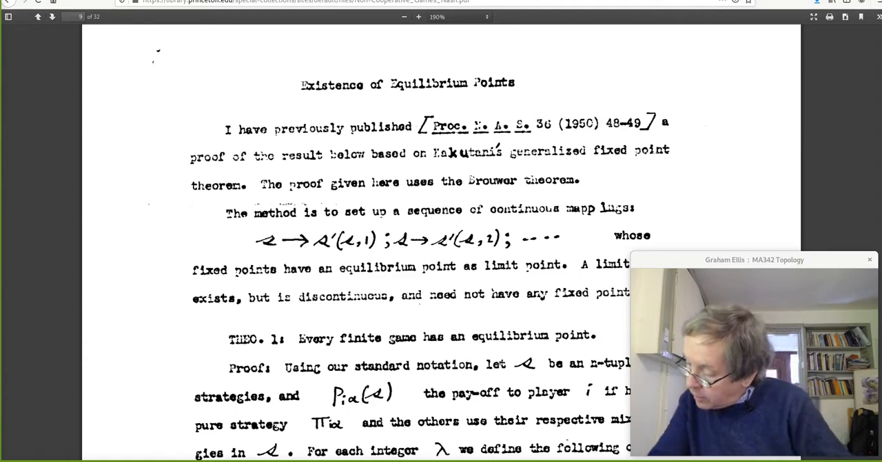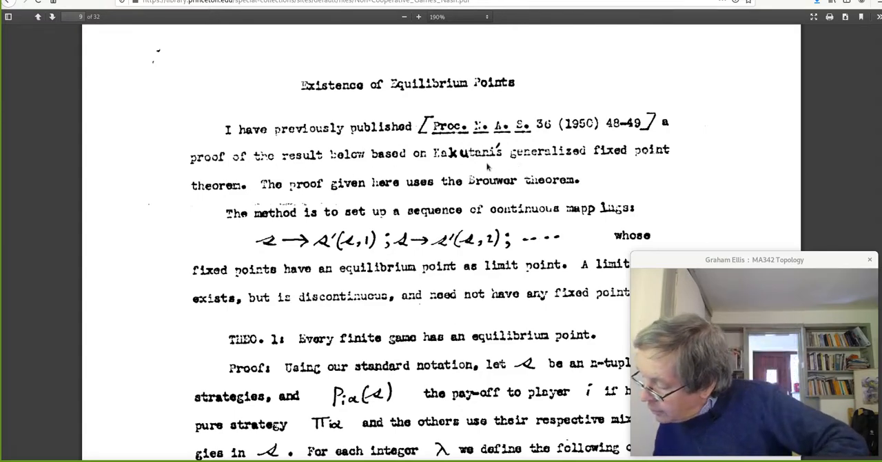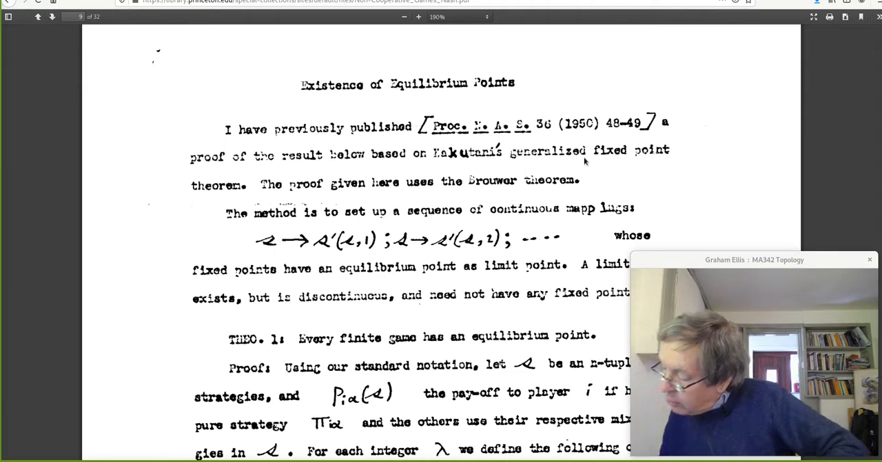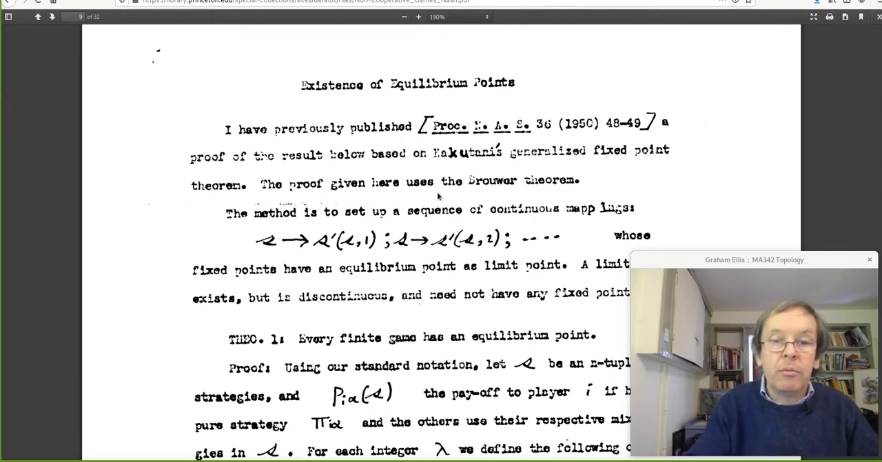And he says in his thesis, I've previously published a proof of the result below, the theorem below: every finite game has an equilibrium point. In the final lectures, we'll give a meaning to what that theorem says. But for the moment, I'm more interested in the proofs than the theorem. He'd given a proof of the result based on a generalized fixed point theorem. But the proof given here in his thesis uses Brouwer's fixed point theorem, Brouwer's theorem.